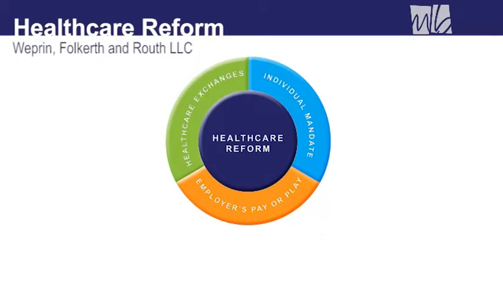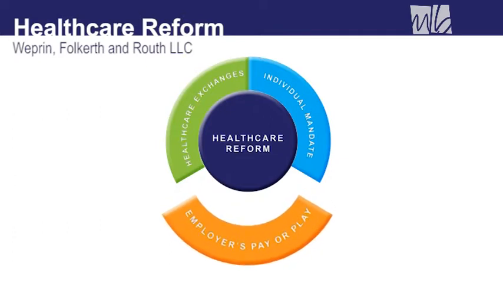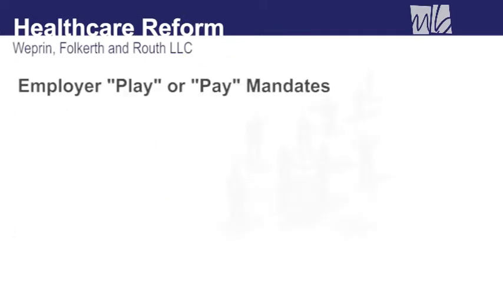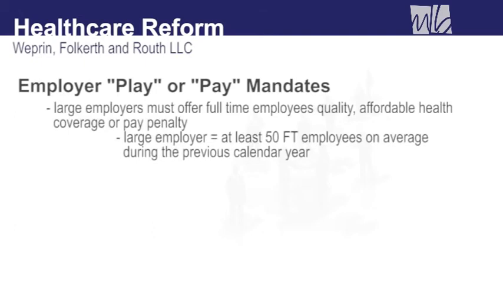This leads us to the third and final piece of the puzzle, the one that impacts employers, the employer mandate. Beginning January 1, 2014, assuming the effective date does not get pushed back, large employers will have to offer all full-time employees quality, affordable health coverage or pay a penalty.